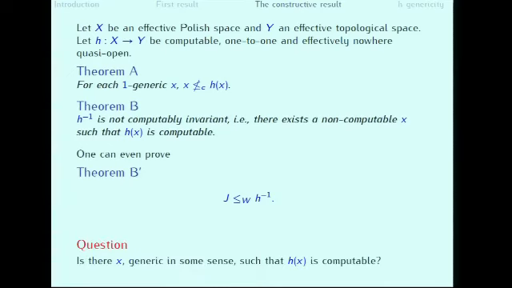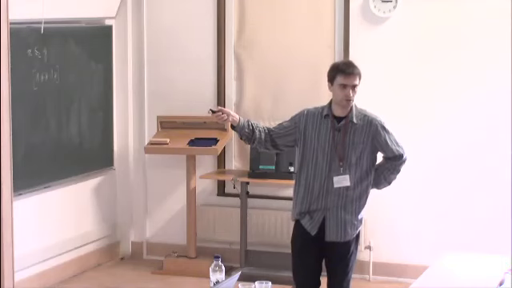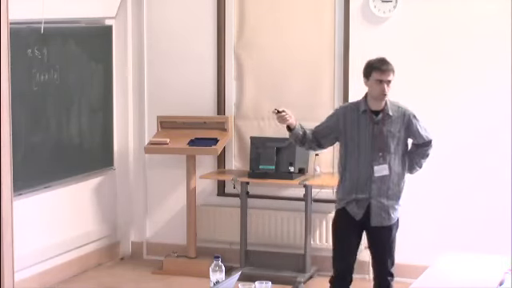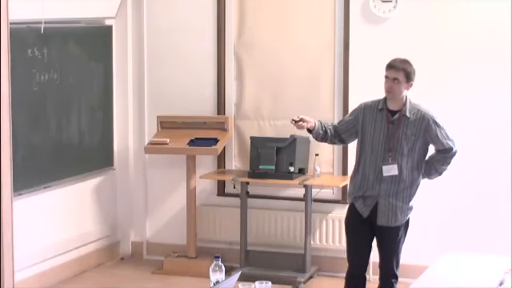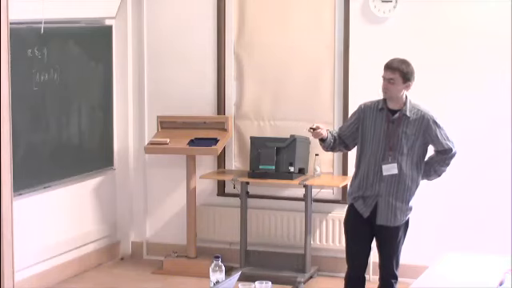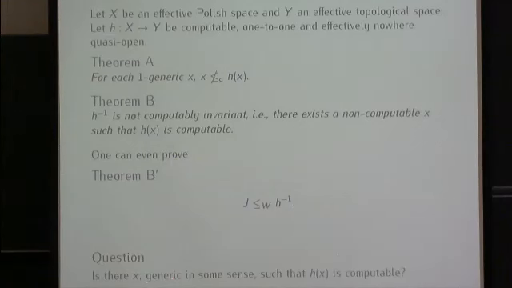So the first theorem tells you that if you are 1-generic, you are not computable with respect to this. Now, if H of X is computable, then usually X cannot be 1-generic. So the question is: is there a way to reconcile these two theorems and to find some X which in some sense is generic and whose image is computable?